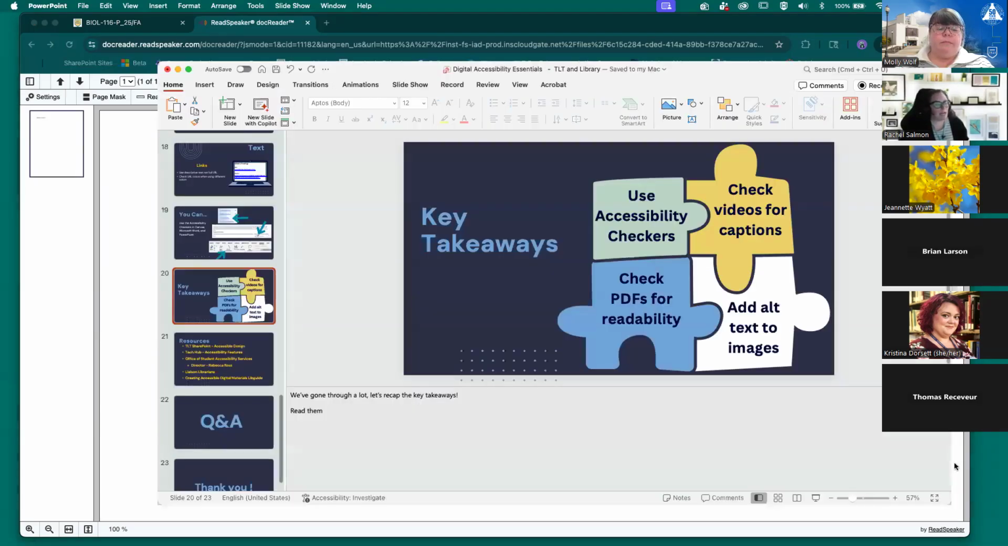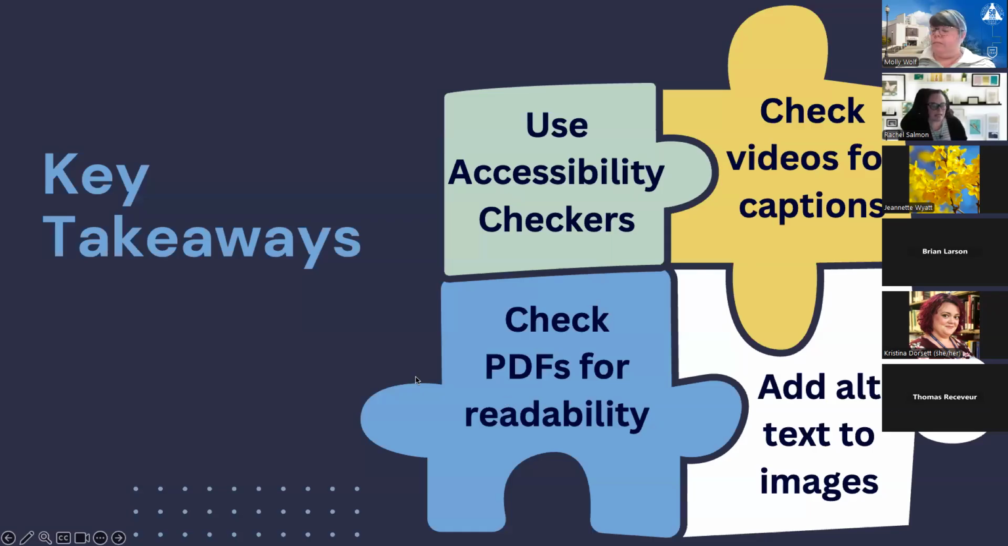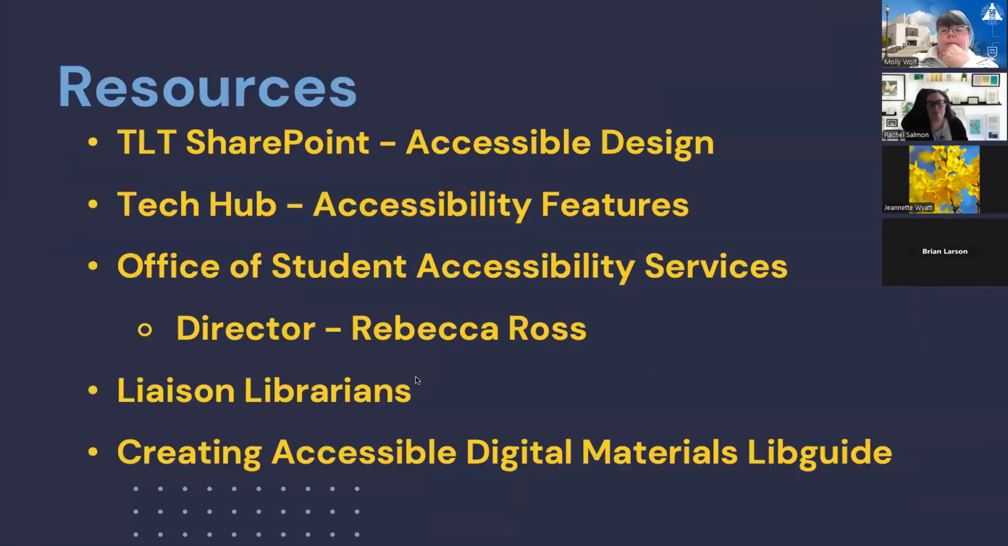But then we'll jump back to our key takeaways. So just making sure that you're utilizing the accessibility checkers, whether it is on a specific page or assignment or the course accessibility checker, double checking that your videos have captions, double checking if you have PDFs that you're including that you can just quickly check and select that text to make sure it is readable, and adding alt text to your images. So those are the four biggest things, but we have a lot of resources on campus.